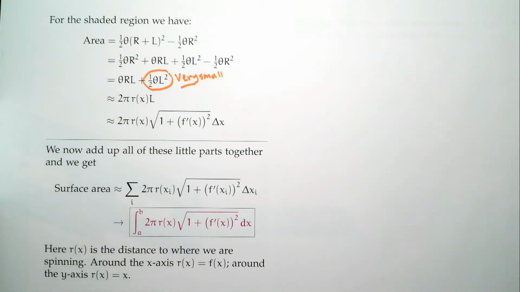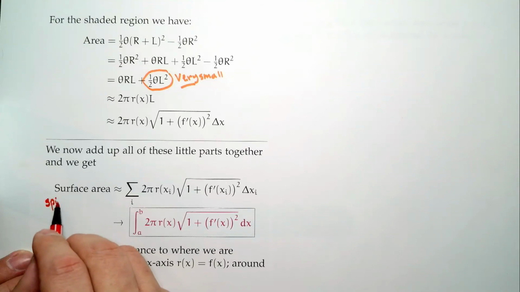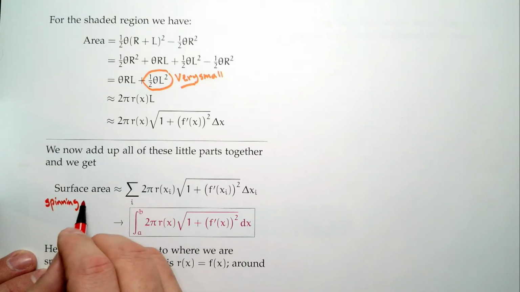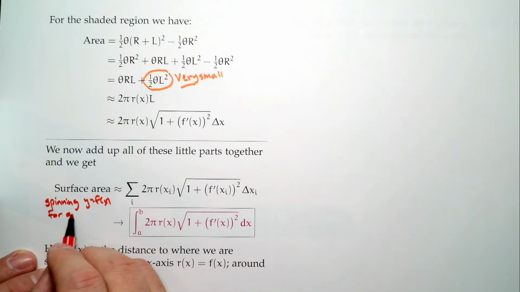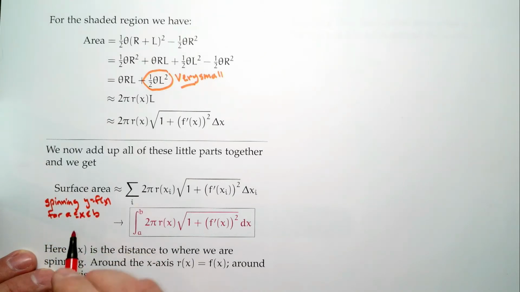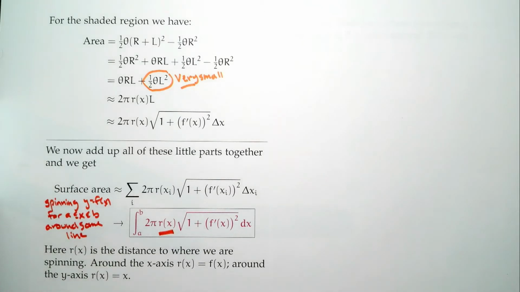We should probably write down what we're doing here. Surface area spinning y equals f of x for a less than or equal to x less than or equal to b around some line. So f of x is the curve that we're spinning. The r of x is the distance to where we spin. So it just depends on context.